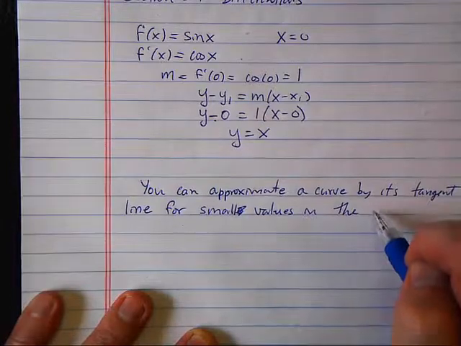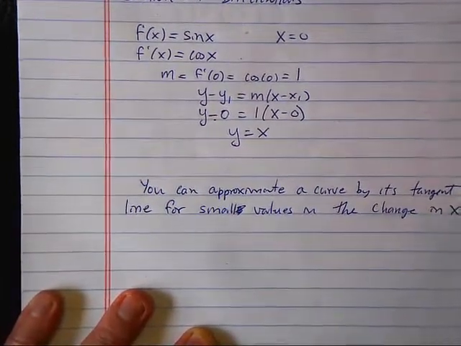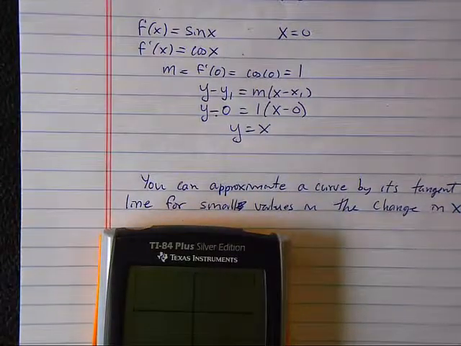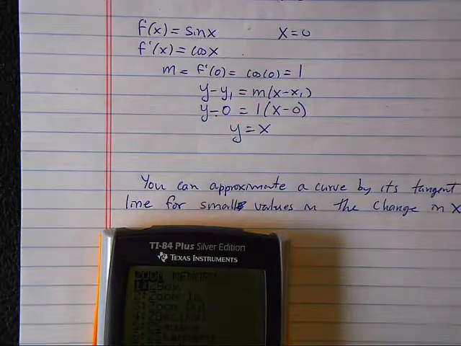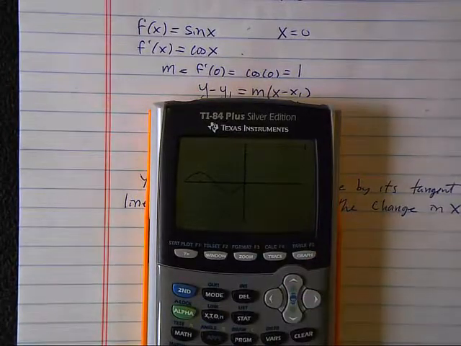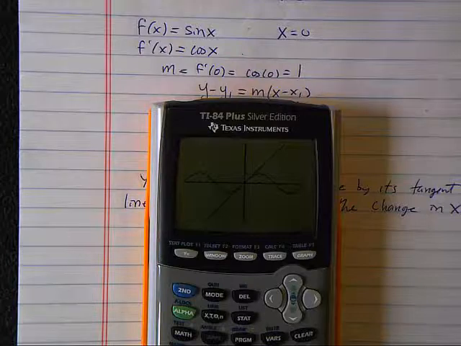Small values in the change in x. That's not a very good sentence. What I mean by that is, here's my curve again, and here's my tangent line. Do my curve and my tangent line look almost the same? Well, they do for a little while, right?